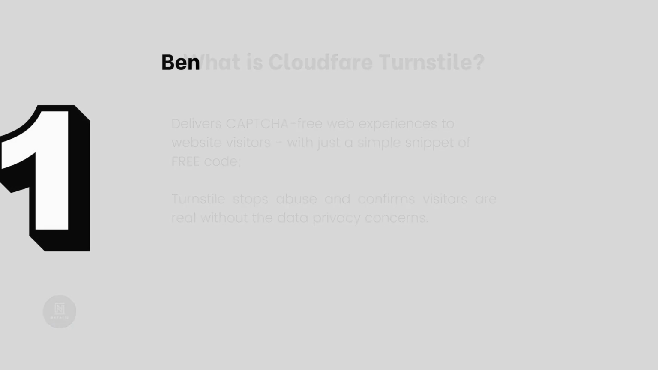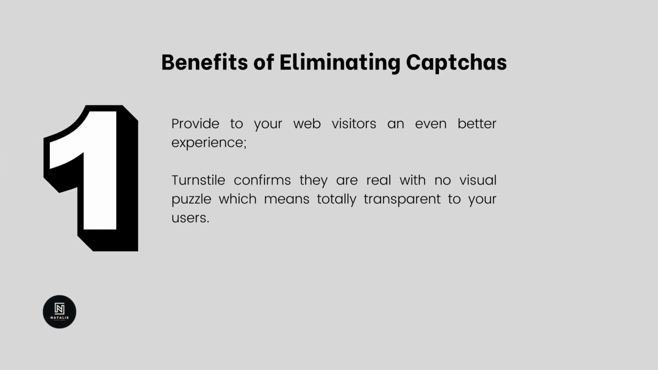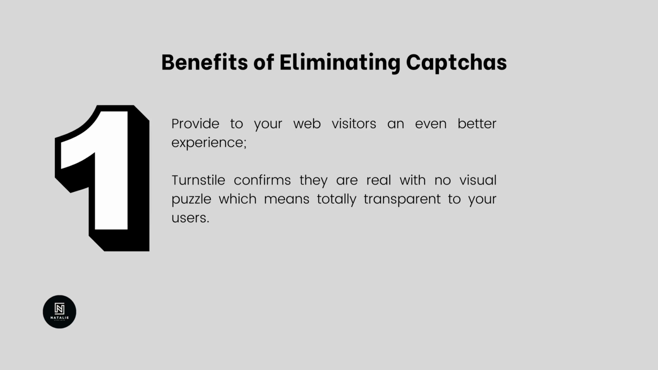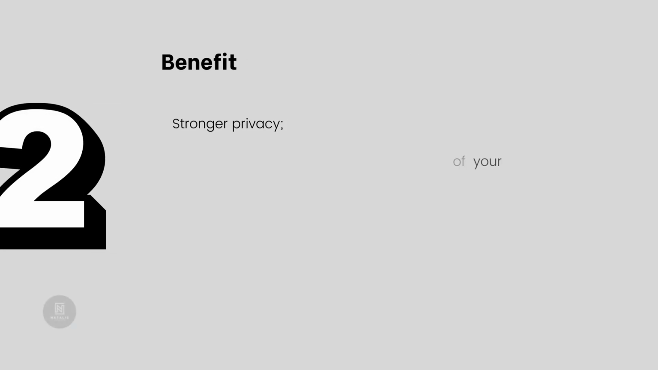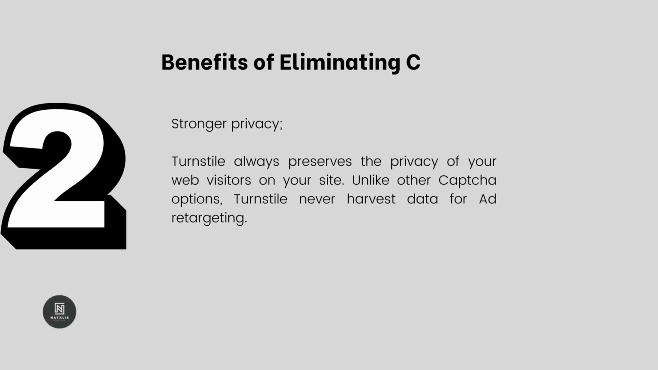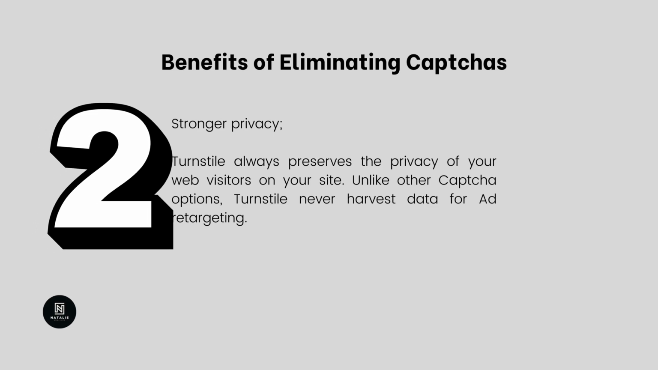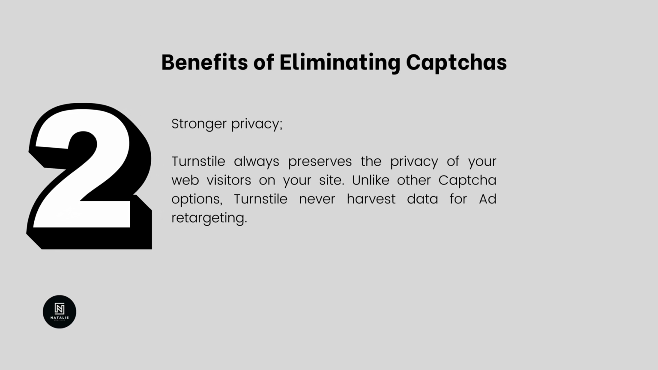Three benefits of eliminating CAPTCHAs. Number one, provide your web visitors an even better experience. Turnstile confirms they are real with no visual puzzle, which means it's totally transparent to your users. Number two, you get stronger privacy. Turnstile always preserves the privacy of your web visitors on your site. Unlike other CAPTCHA options, Turnstile never harvests data for ad retargeting.